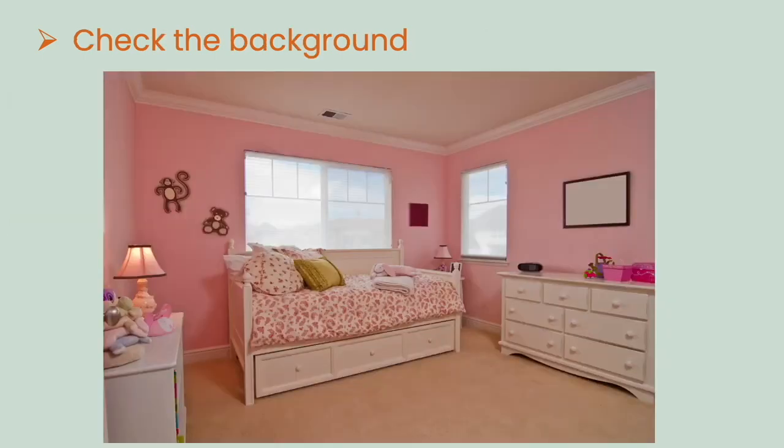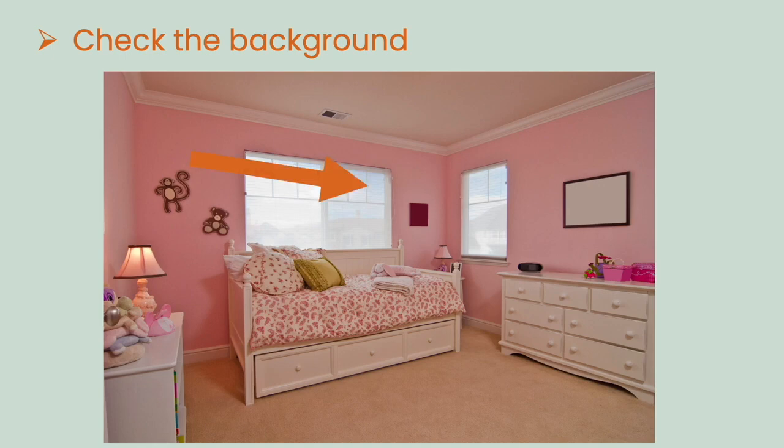Okay, so the second tip is to check the background of photos as well. And this looks like a nice photo of a child's bedroom that at first glance doesn't seem to have any major concerns. But if you look closely, and I know it's hard to see in this photo, you can see that there are window blind cords in this child's room.